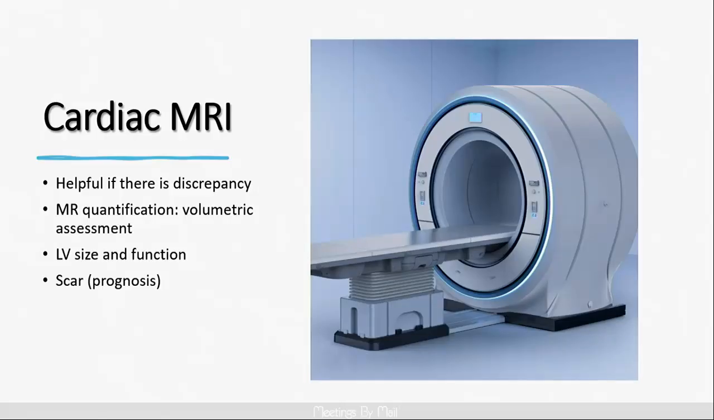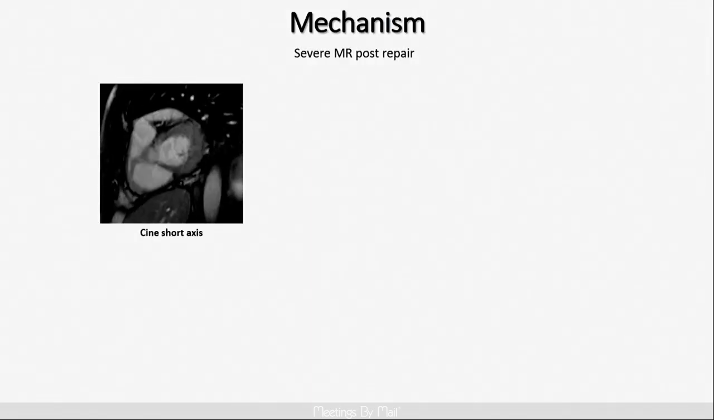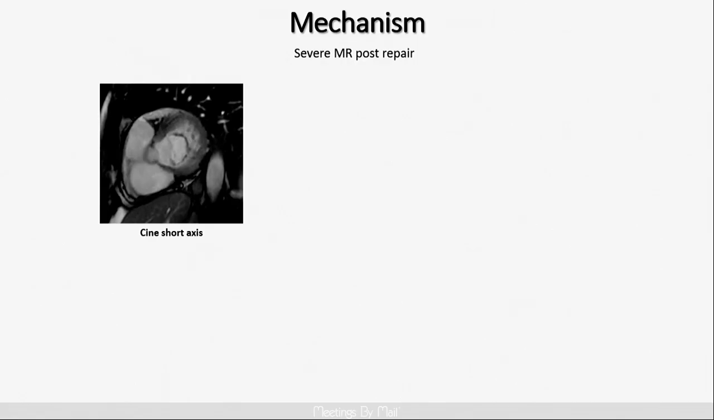As you all know, by echo, the main way to quantify MR is based on color Doppler. With MRI, you get a different look at it, and you can do a volumetric assessment. It's an excellent tool for measuring the LV size and function because you see the endocardial borders in an excellent way. And then you can see if there is scar, which has an excellent prognostic value. So this is a case of severe MR, post-mitral valve repair.